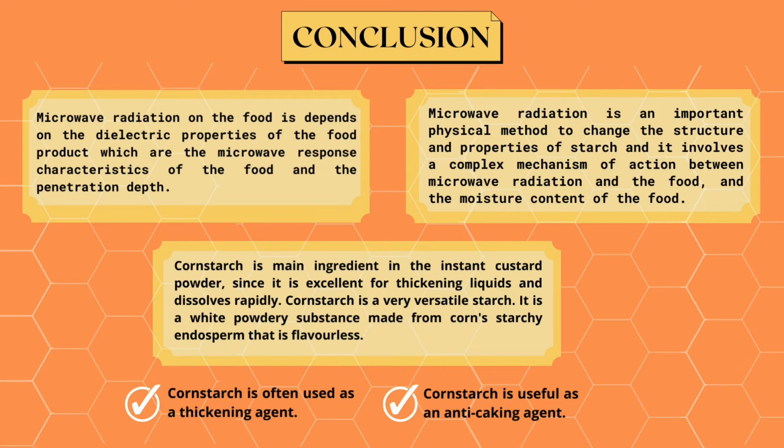Second, the cornstarch is useful as an anti-caking agent. The cornstarch will assist in preventing lumps in finely ground foods like sugar by keeping moisture and condensation from reaching the mixture.